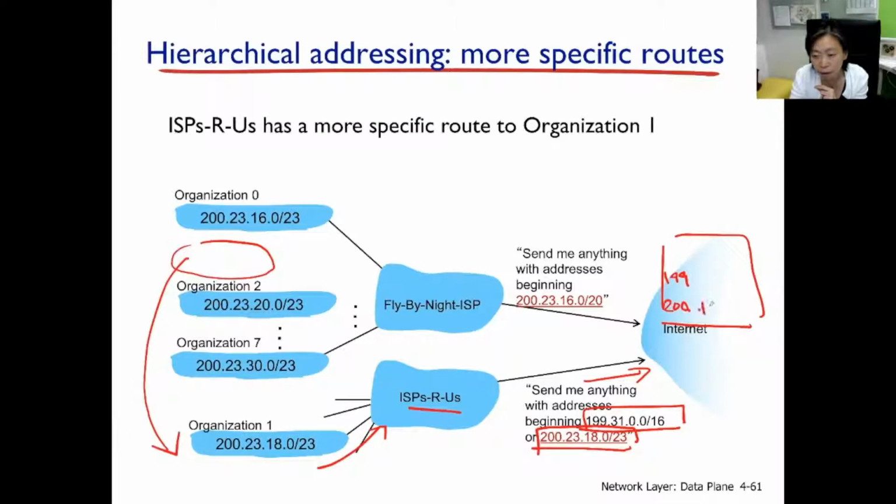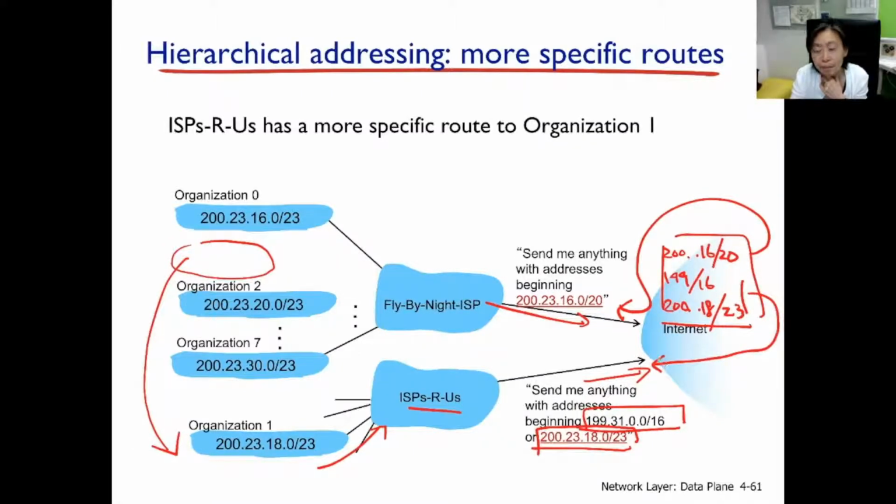Something 18.0, and 23 bits. This one is 16 bits. And of course, this entry will also arrive at the router on the internet, and therefore you have 200 something, 16, and 20 here. This entry is going to take the packet out this interface. These two entries are going to take packets out here.